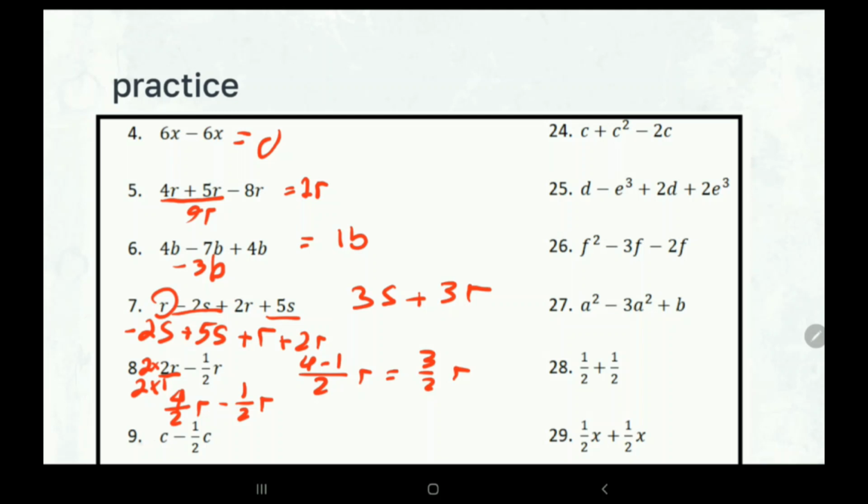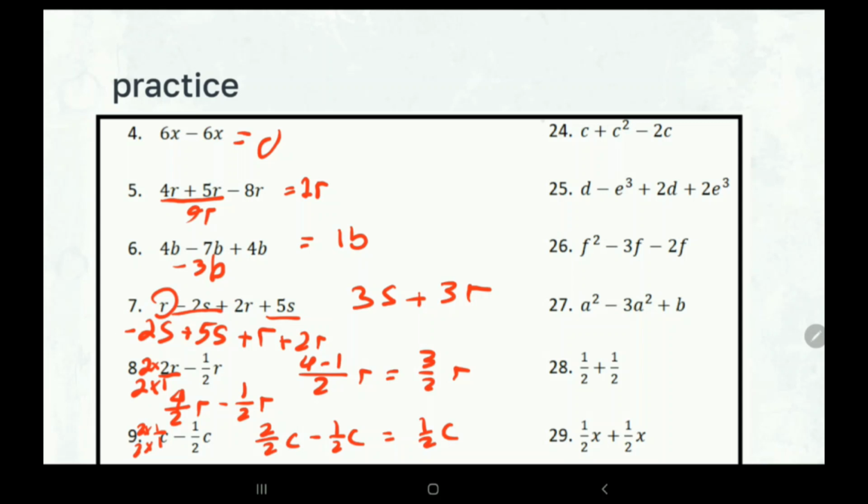Question number 9 is similar. So c minus 1 over 2c. c is just 1 over 1, and we will multiply by 2 to make the denominator the same. So 2 over 2c minus 1/2 c, we will get 1/2 c.